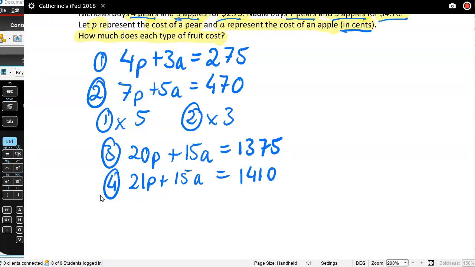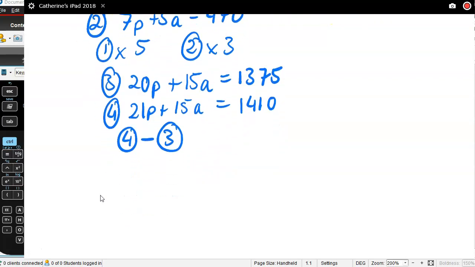Okay, so now I'll go equation 4 take away equation 3, just because that'll be nicer in terms of negatives. So 21p take away 20p is 1p, 15a take away 15a, no a, so that is 1410 take away 1375, 35. p is equal to 35.